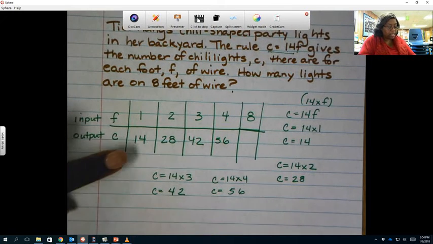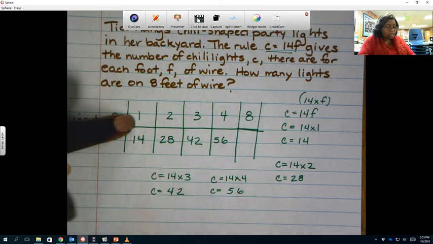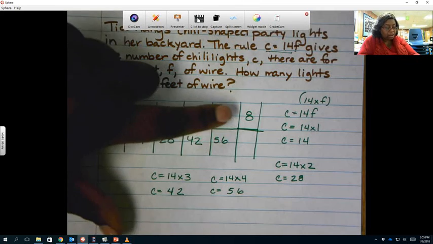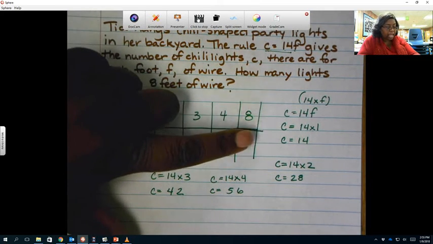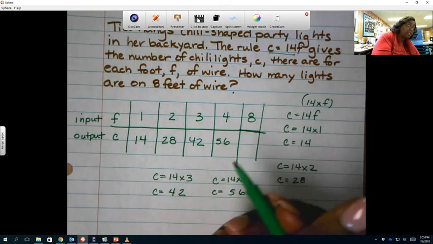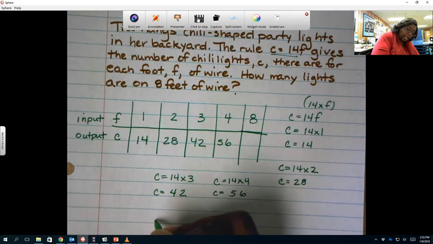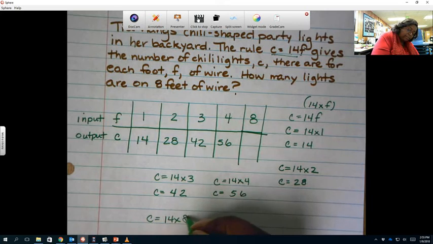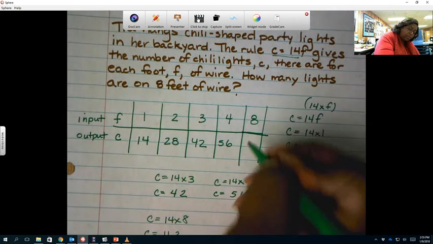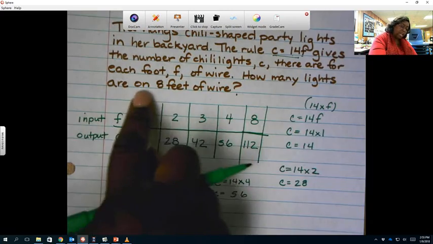So as you can see, if I multiply 14 times the number of feet, I will find out how many lights I get with 8 feet. So I don't necessarily have to go through 5 and 6 and 7. I can just go ahead and say replace F with 8 and C equals 112. So how many lights are on 8 feet of wire?